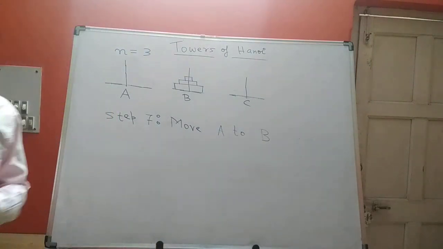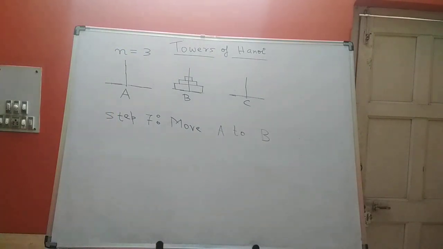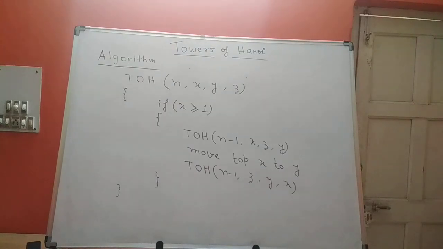Now, what I'll do is, I'll take up a couple of mathematical expressions to show you how you can calculate the number of movements as well as the number of function invocations required to solve this problem. And before going into the mathematics, I will first propose the algorithm for Towers of Hanoi. So, let's have a look.